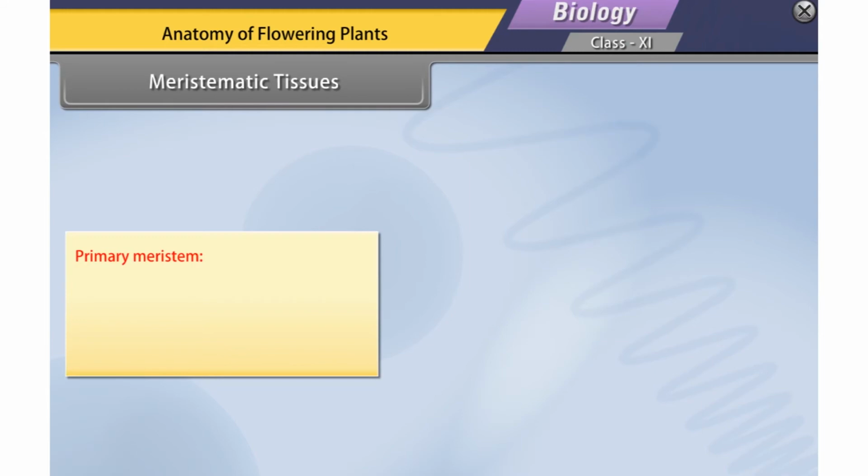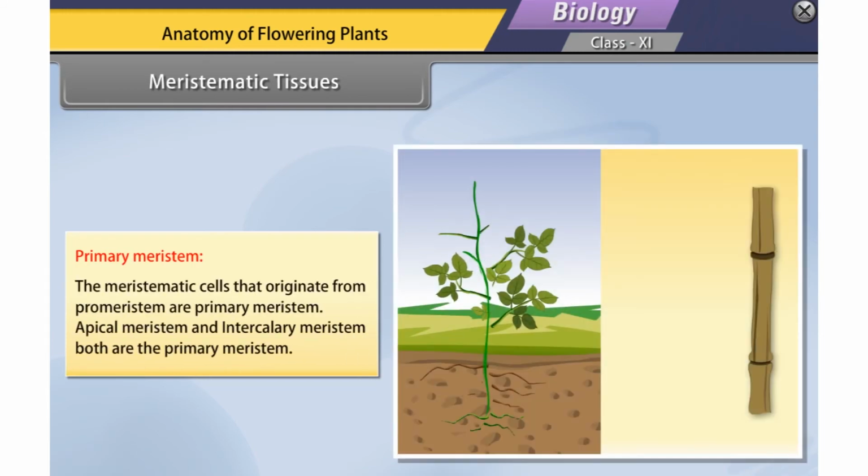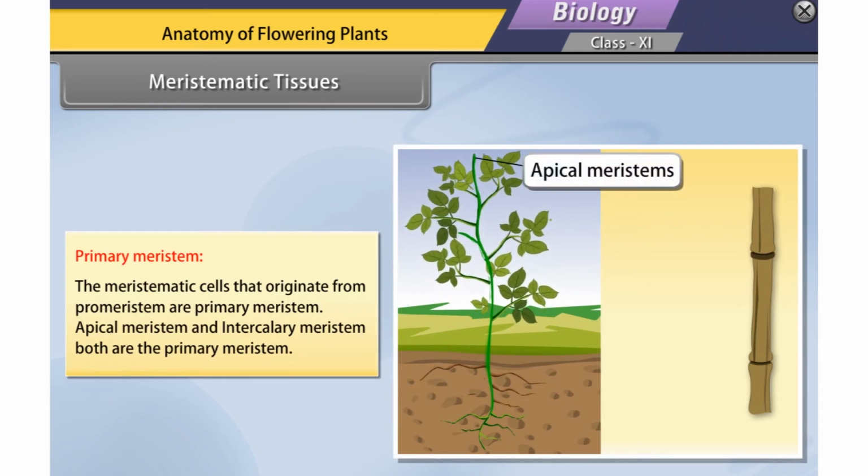Primary meristem. The meristematic cells that originate from promeristem are primary meristem. Apical meristem and intercalary meristem both are the primary meristem.